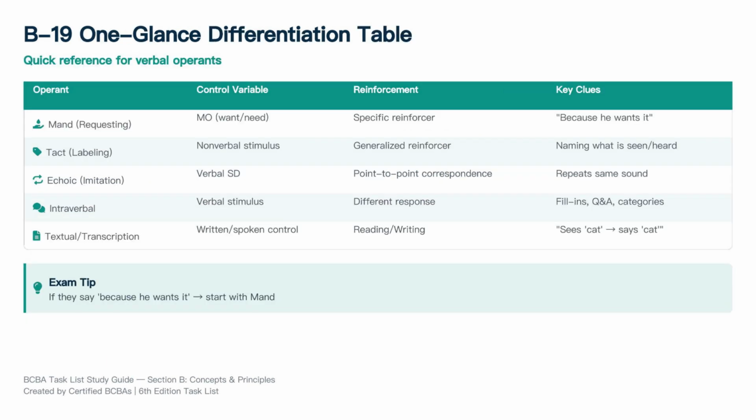If you want a one-glance decision shortcut, sort operants by their control. MO points you toward mand. Nonverbal stimuli point you toward tact. Verbal SD with matching sound points you toward echoic. Verbal stimuli with a different response points you toward intraverbal, and written/spoken control points you toward textual or transcription. Then verify with the consequence and the STEM's key clue.